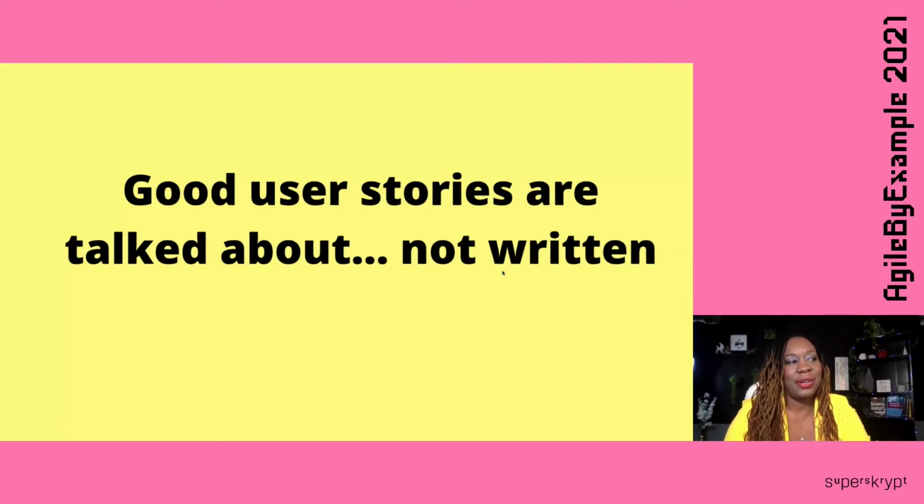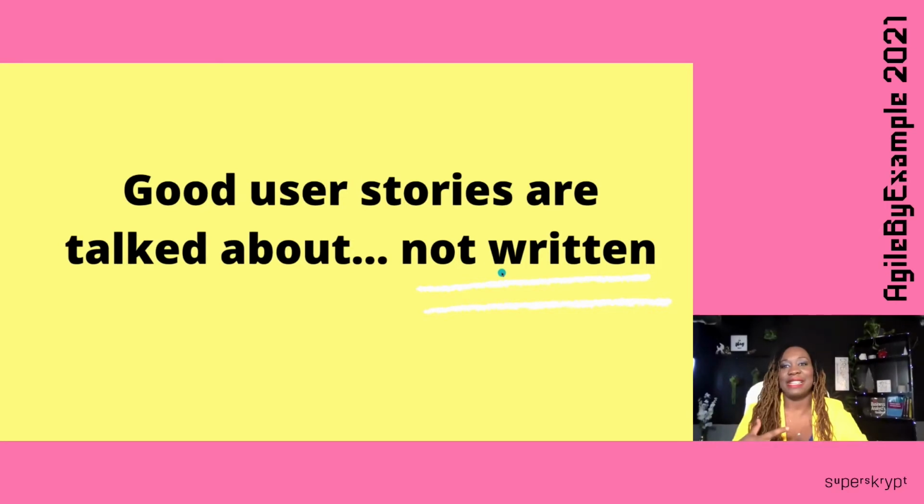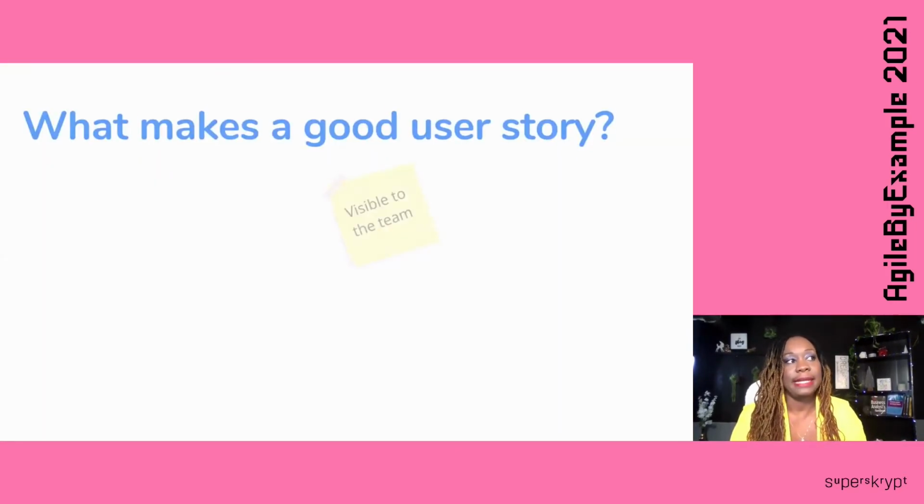So good user stories are talked about, not written, right? We have to move away from this concept of writing user stories, even though my talk is titled How to Write. Really, it's how to talk about user stories, how to have discussions about them, how to bring the team together to discuss what the user story is. It's the one thing that helps us focus on that discussion, and that should be talking around the user story. So it's really a discussion piece as opposed to a written piece.